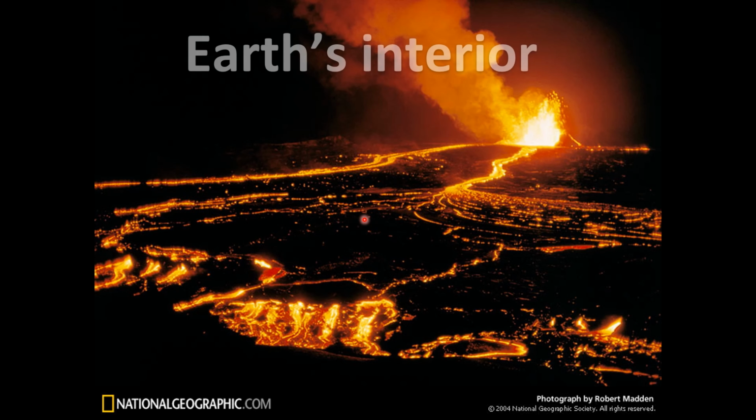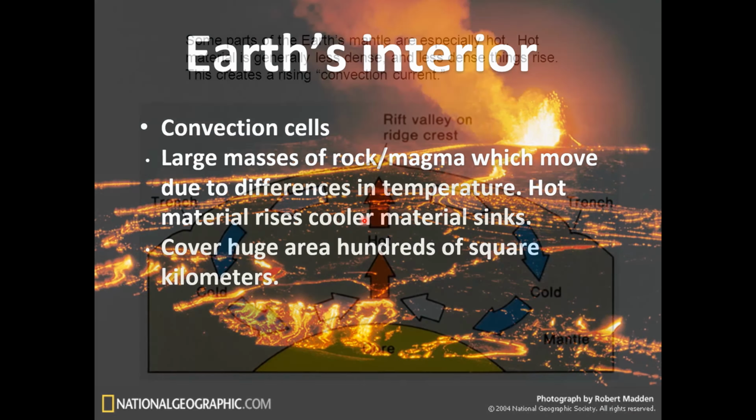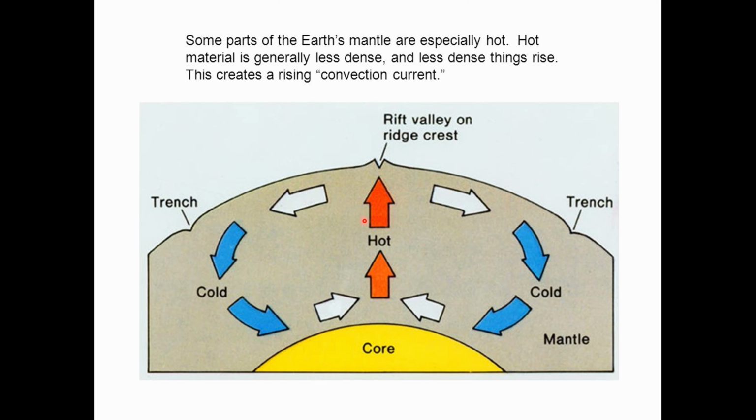Okay, now we were talking about those convection cells. So convection cells inside the Earth are going to be these large masses of rock or magma which move due to differences in temperature. So when it's super hot, it's going to tend to rise up, and as it cools down, when it gets to the top and it loses some of its heat to the crust, it's going to tend to sink down. Now, you're going to get these big loops that occur. These are enormous. Sometimes these can cover hundreds of square kilometers. Okay, so these are going to be underneath whole continents, whole plates, large areas. But we think that these might be the driving forces behind a lot of the plate tectonics that we have.